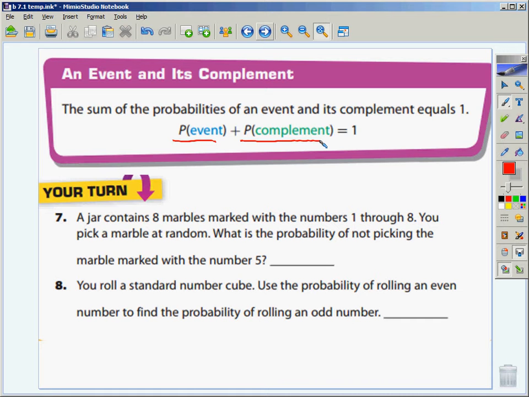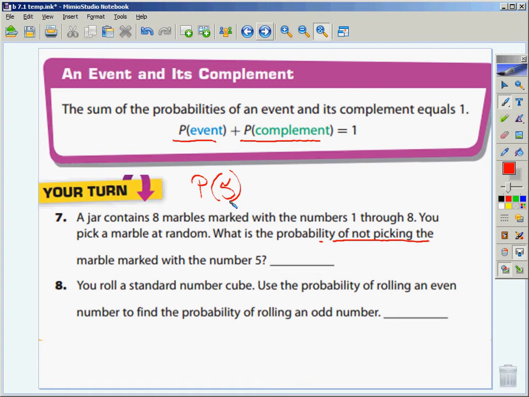And in number 7, on your turn, they're asking us to find the probability, and I know there's easier ways to do it. You could probably do it in your head. But they're asking us to use this complement idea to find this answer. So, a jar contains 8 marbles marked with the numbers 1 through 8. And you're going to pick a marble at random. What is the probability of, notice it says, not picking the marble marked with number 5? What's the probability of a 5?